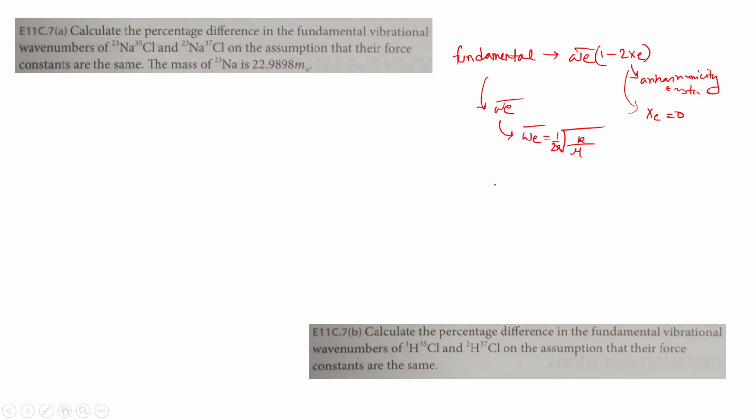So take the reduced mass for the two chlorine isotopes, for the two sodium chlorides, and get that. So you can get the difference in the fundamental vibration, right? You have a ratio of them and you will get that. So I'm not doing this calculation, but I'm hoping you will be able to do that.